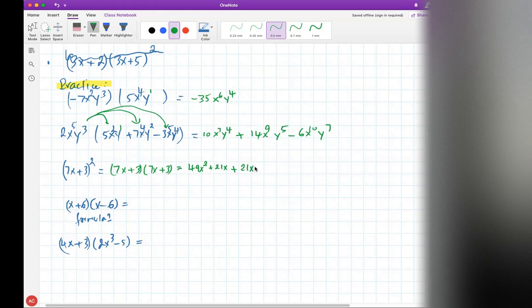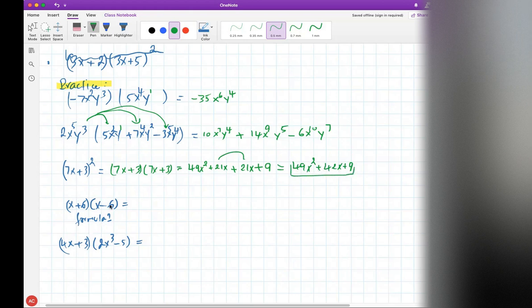Plus 9. Now we're going to combine like terms if we have any. What do we combine here? 49x squared plus 21x and 21x. Combine these two, so that's 42x. Plus 9. That's our final answer. There are no more like terms.